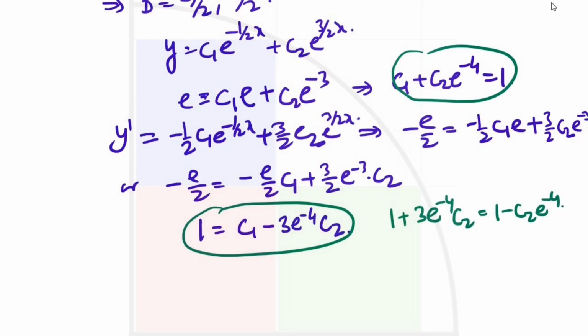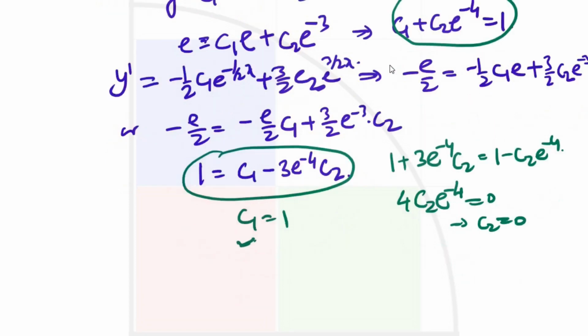I take it this side and this becomes c2 e to the power 4, and this is 0. This gives us c2 is equal to 0. And then what will be the c1? c1 will be just 1. Therefore our equation will actually be just y is equal to c1 e to the power minus half x, which is nothing but 1 e to the power minus half x.